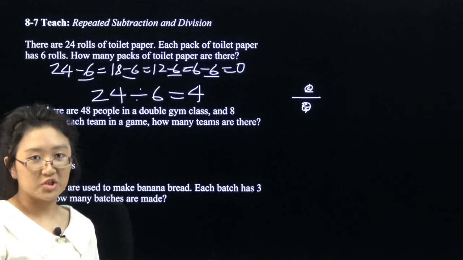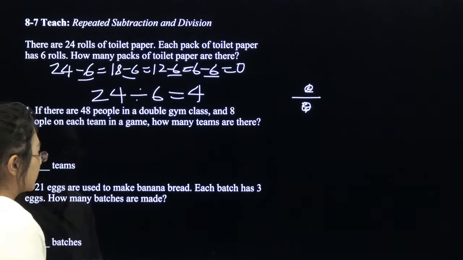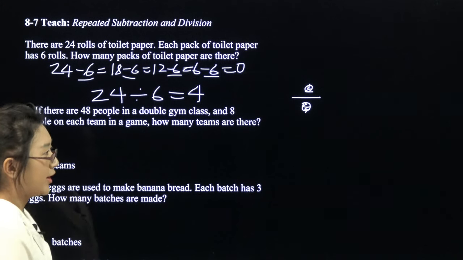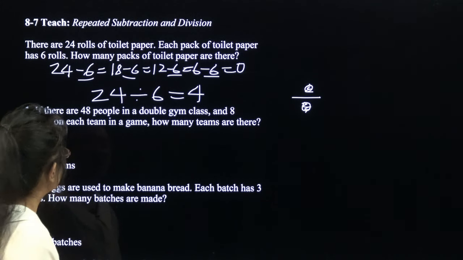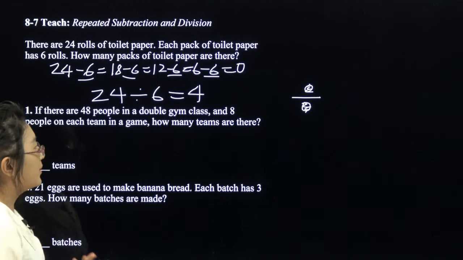On a smaller scale, they're just dots. Now, let's do some practice problems. If there are 48 people in a double gym class and there are 8 people on each team in a game, how many teams are there?